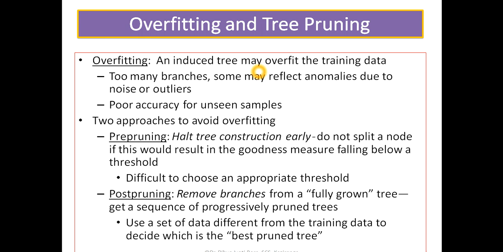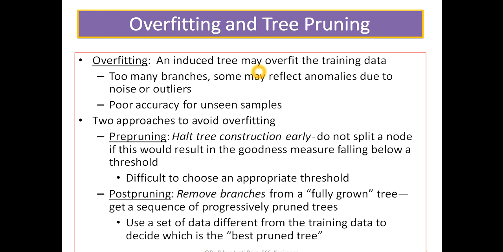Now, one problem that we face in the case of decision trees is the overfitting problem. And what is this? A decision tree may overfit the training data. Overfitting means too many branches, and some may reflect anomalies due to noise or outliers. This will imply poor accuracy for unseen samples. And if such a situation occurs, we go for pruning. There are two approaches for that: pre-pruning and post-pruning. These two are the approaches to avoid this type of overfitting problem.